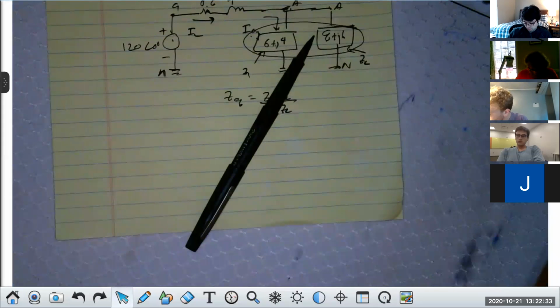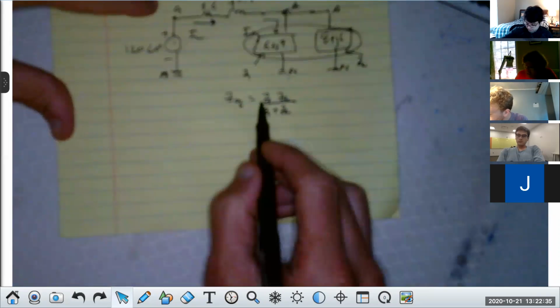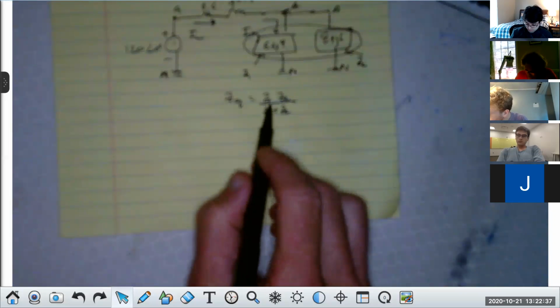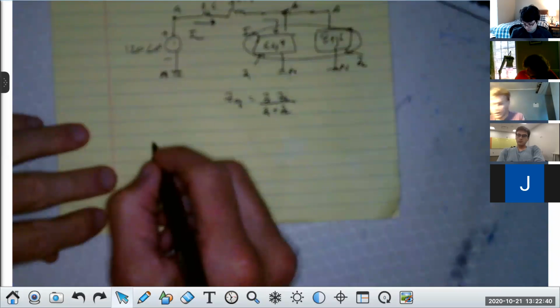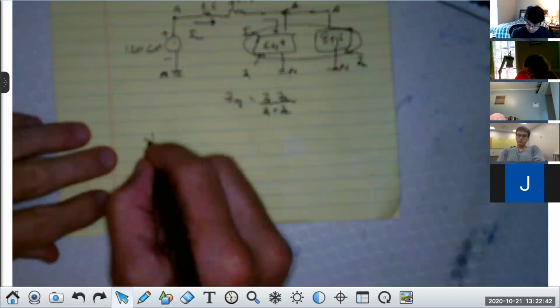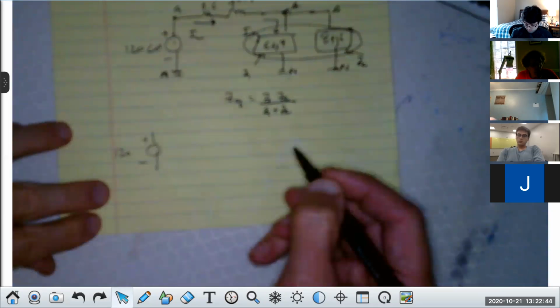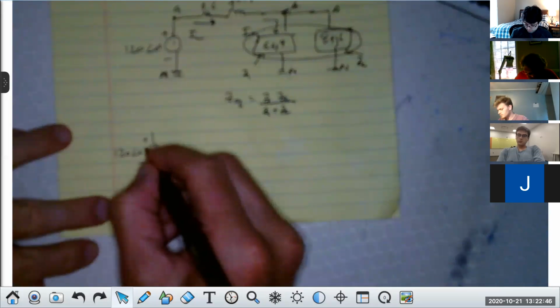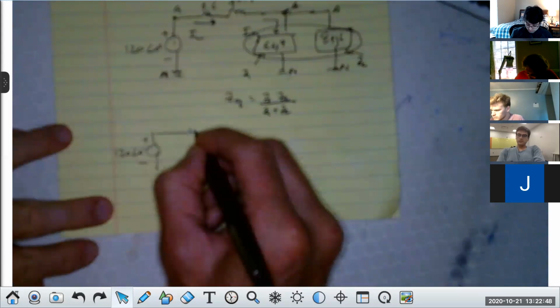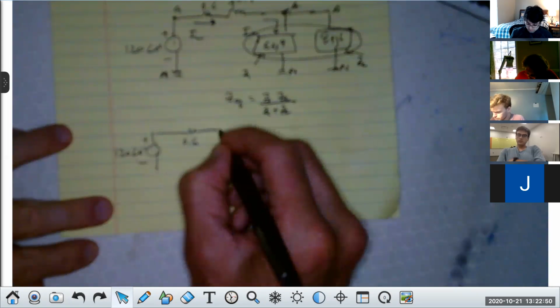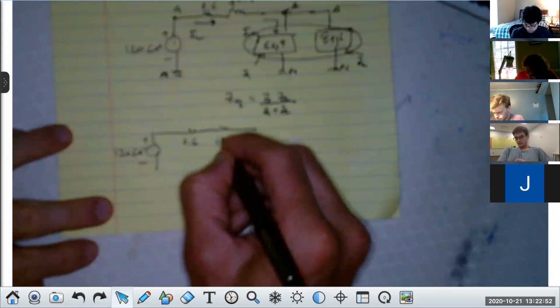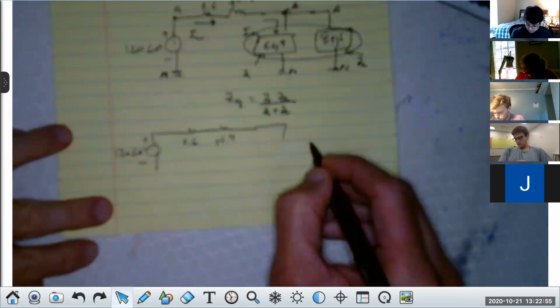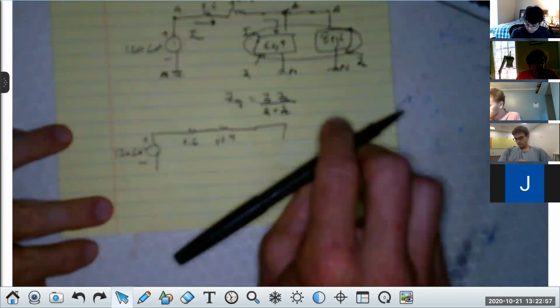Can anybody do that for me? And I'll take it in rectangular. I'm going to draw the final circuit. So then we have plus to minus 120 at 0 degrees. We have 0.6, j0.4, and then we have an equivalent load, and anybody can give that to me.